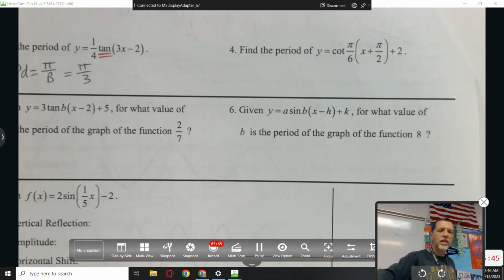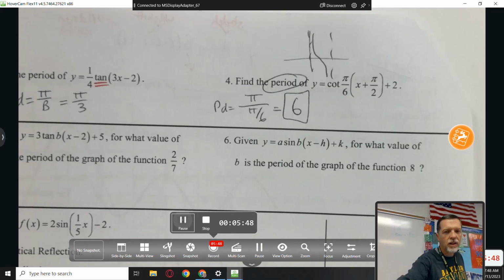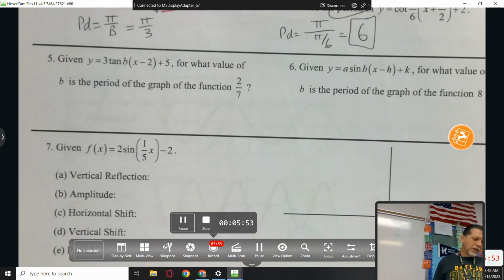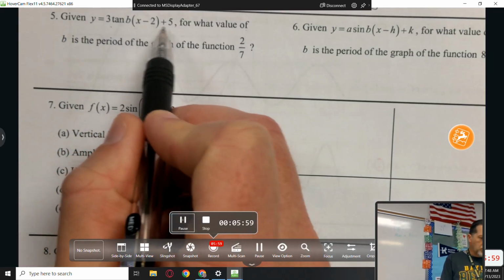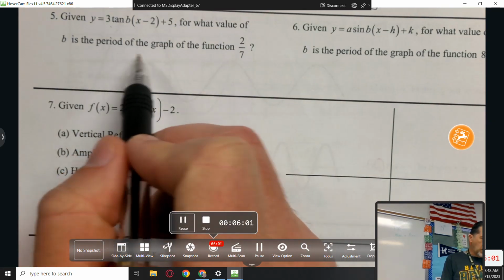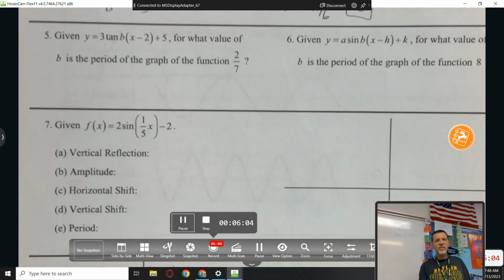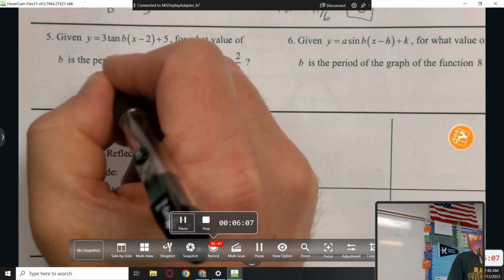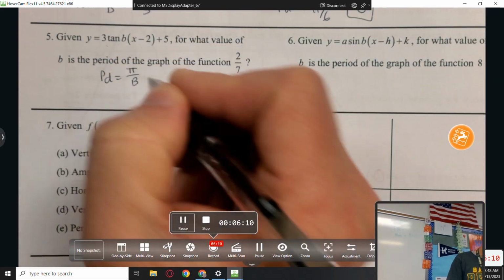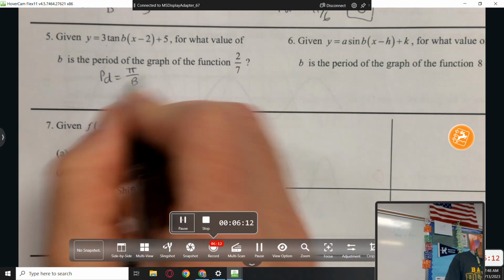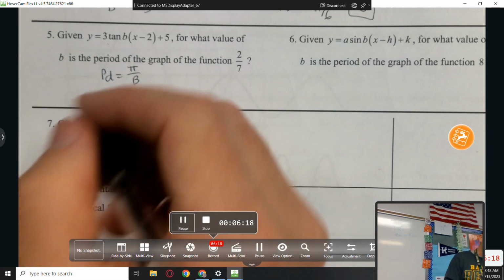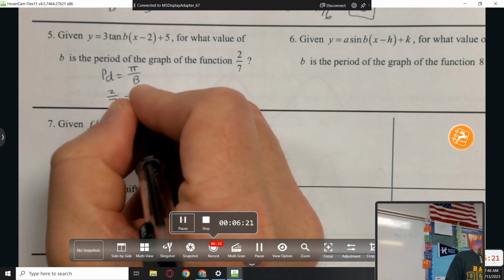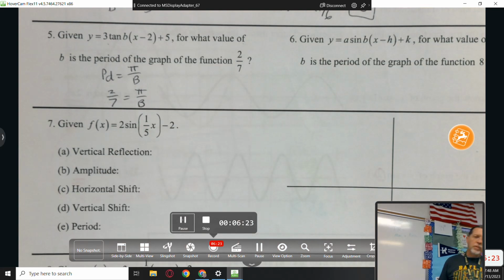Number 4? You try number 4. So that period is 6. Number 5, a little bit of a backwards problem. Given that y equals 3 tangent b x minus 2 plus 5, for what value of b is the period of the function 2/7? Okay, well, period is still pi over b. I don't know what b is, but I do know what the period is. So it's the same formula, but a different thing we're looking for. So 2/7 equals pi over b.